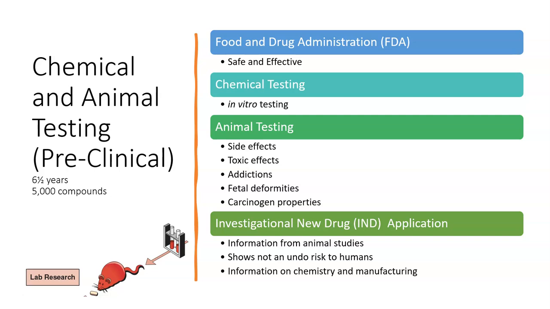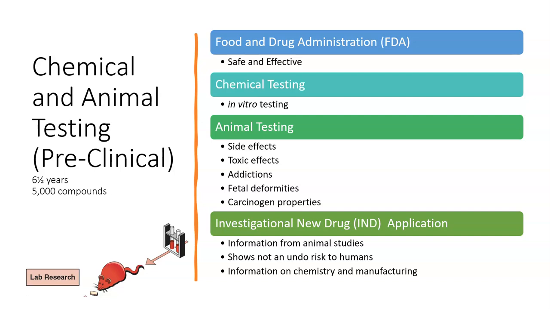First, they'll go to testing in animals, to make sure it's relatively safe in an animal, and then they'll go on to the human trials. Now, with animal testing, we're going to look at some of the side effects, toxic effects, addictions, fetal deformities, and carcinogenic properties.